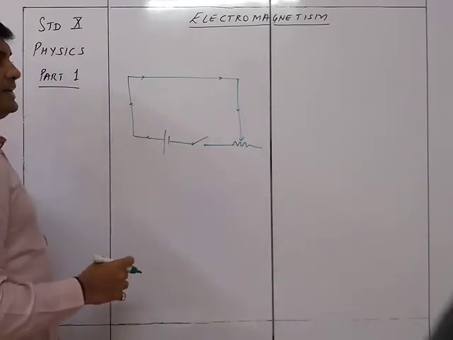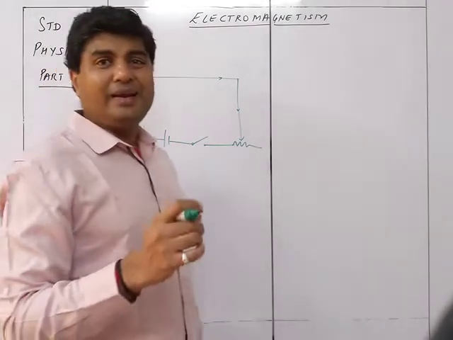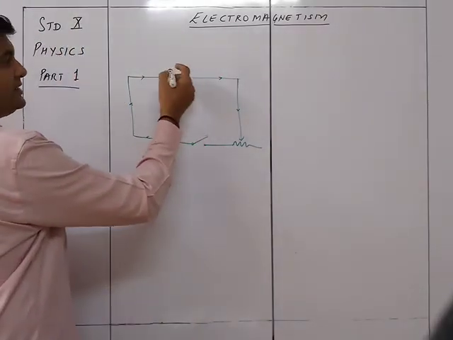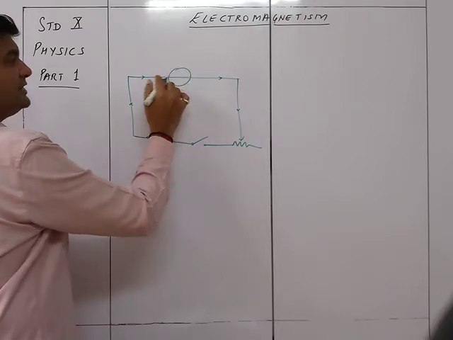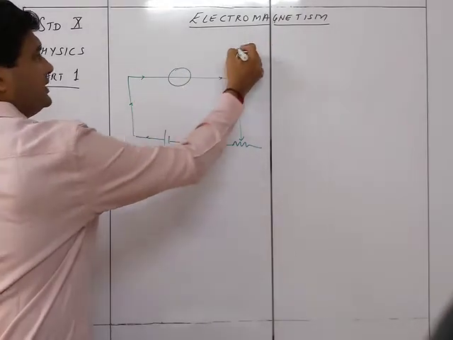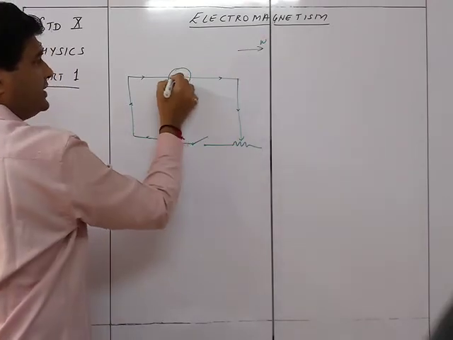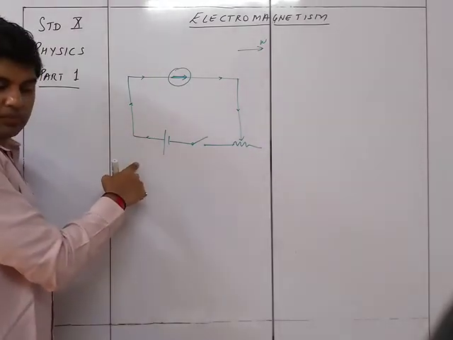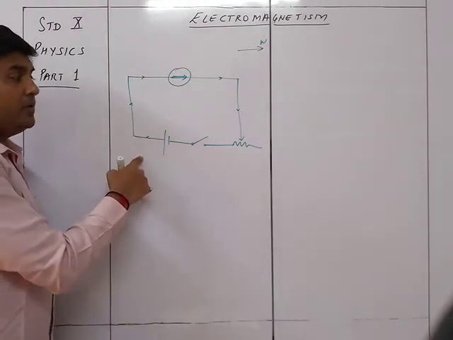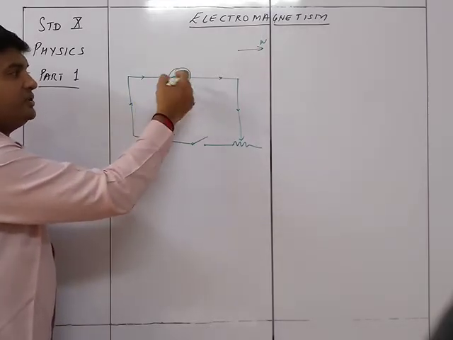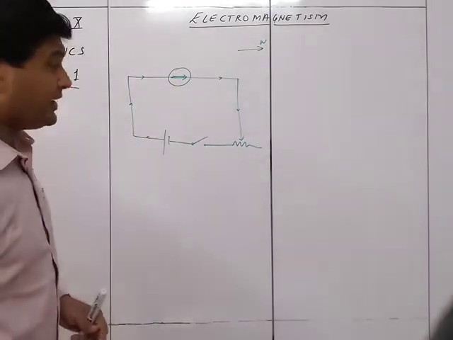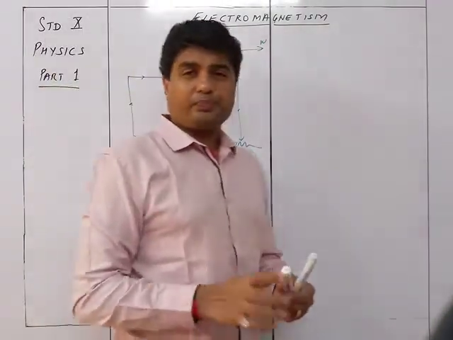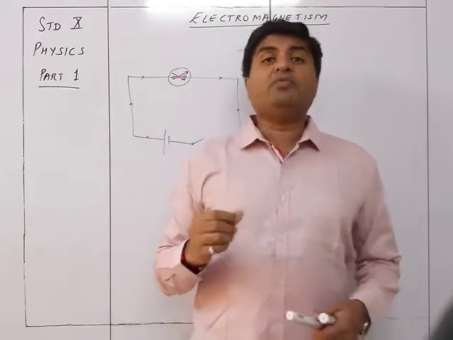It will be seen that when the current flows through this wire, if I take a magnetic needle and place it somewhere here, such that initially when the current is not flowing, it is showing me the north-south direction like this. But the moment I switch it on, it will be seen that there is a deflection, and instead of showing me the north-south direction, it will go like this, or it may go like this, depending upon the different conditions. So there will be a deflection.